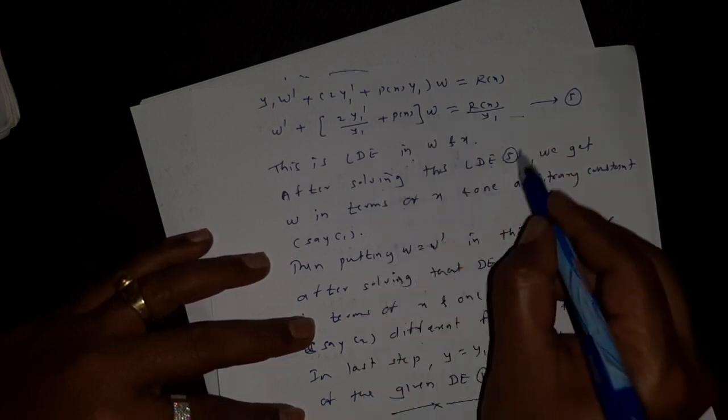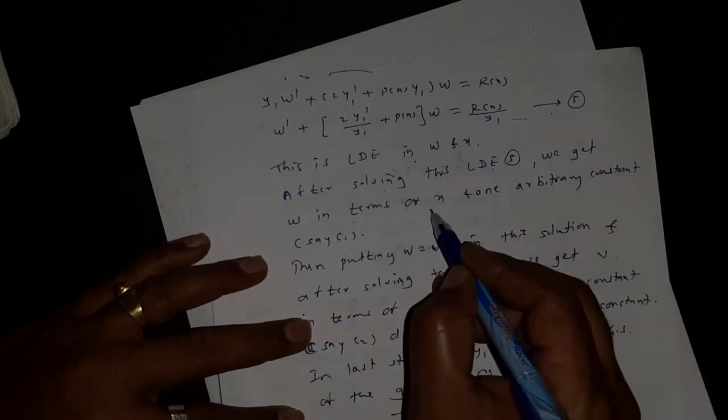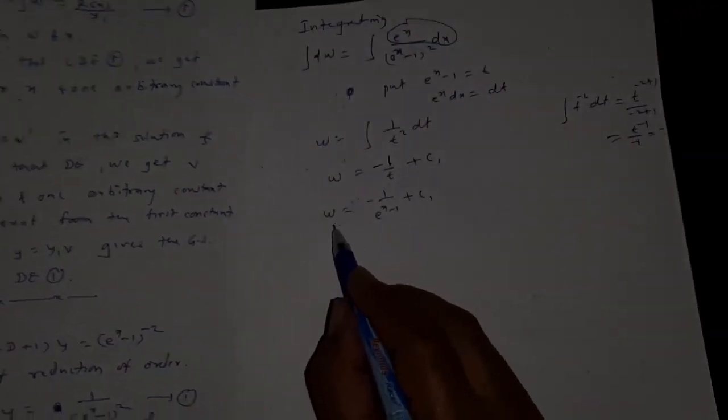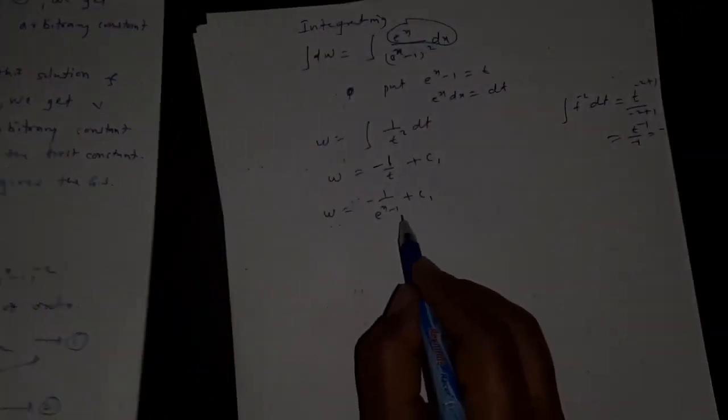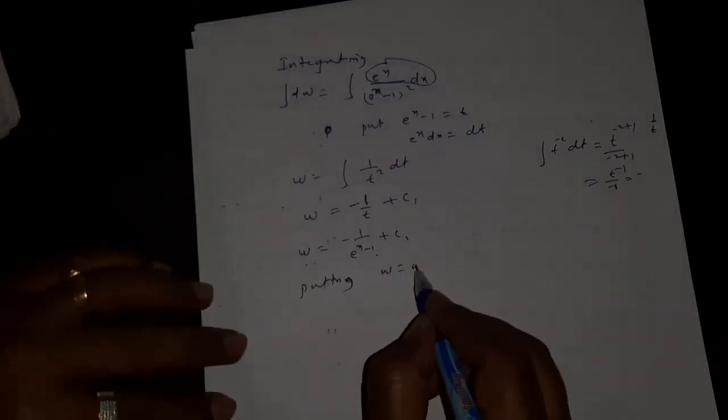So after solving this equation, what do we get? We get w in terms of x and 1 arbitrary constant c1. So here we have w in terms of x and 1 arbitrary constant. Then what is the next step? Then putting w is equal to v dash.